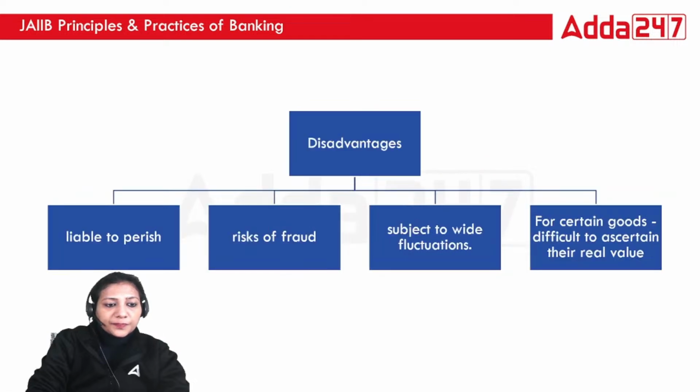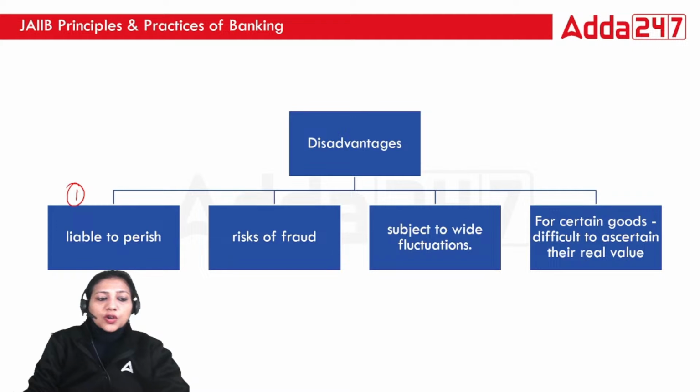What are the disadvantages in case of goods? It is liable to perish. For some of the products, not all products, it could perish. Like in case of agriculture products especially, there is always a chance that the product which you are taking as security could perish. Second is risk of fraud.